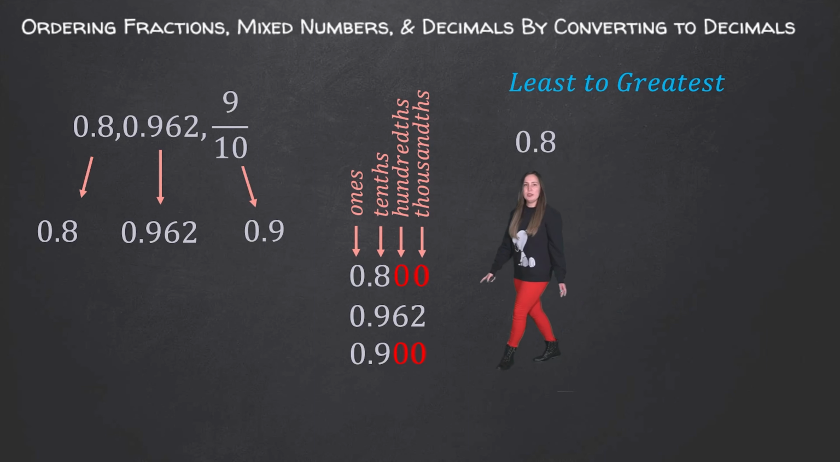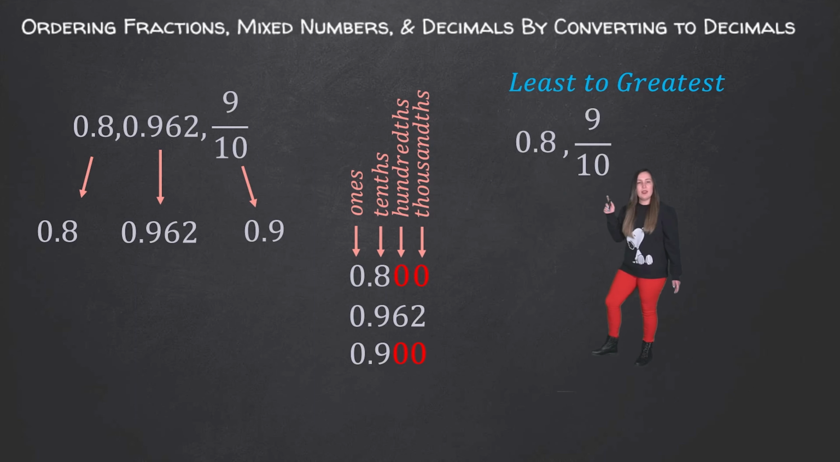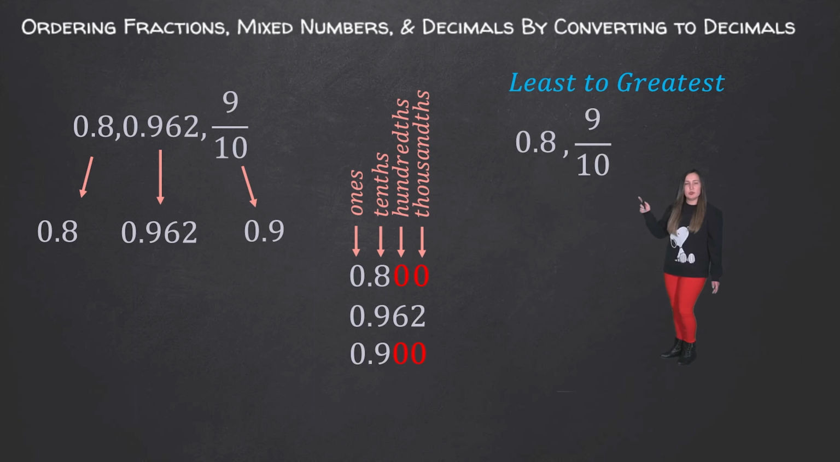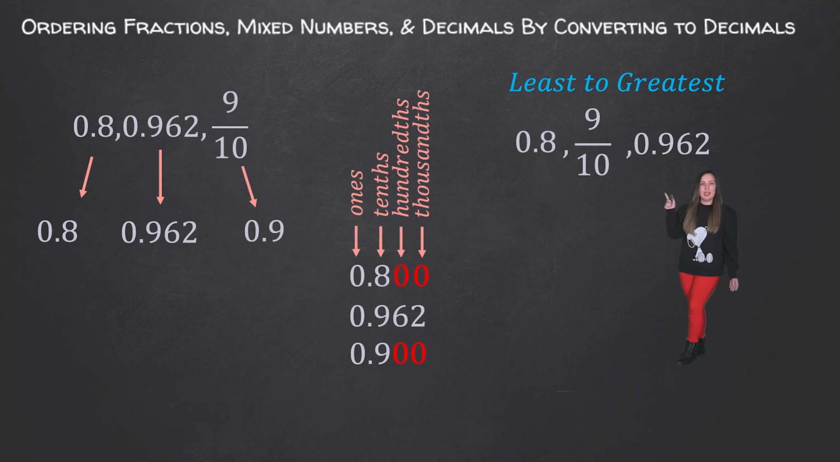Then we're going to compare the bottom two numbers. And in the tenths place, they both have a 9, but if we look at the hundredths place, we have a 6 and a 0, making the number that's on the bottom the smallest one. So we have 8/10, and then we have 9/10, which was originally written as a fraction. And then that would automatically make 962 thousandths the largest value that we have here.